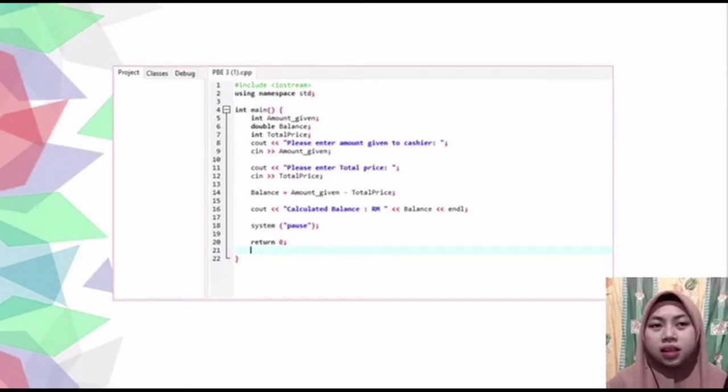Then the second output statement, cout is please enter total price. And input cin is the total price. Then we make the process statement, that is balance equals amount cash given to a cashier minus total price. The output is calculated balance, that is the result of the process. Next line is system pause and last is return 0.